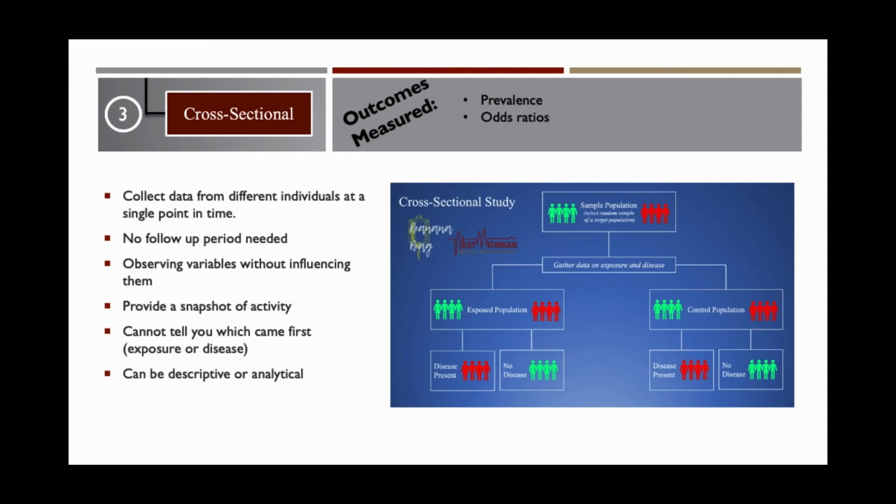They cannot tell you which came first, the exposure or the disease. They essentially just tell you the prevalence and perhaps the odds of that. And they can be descriptive or analytical.